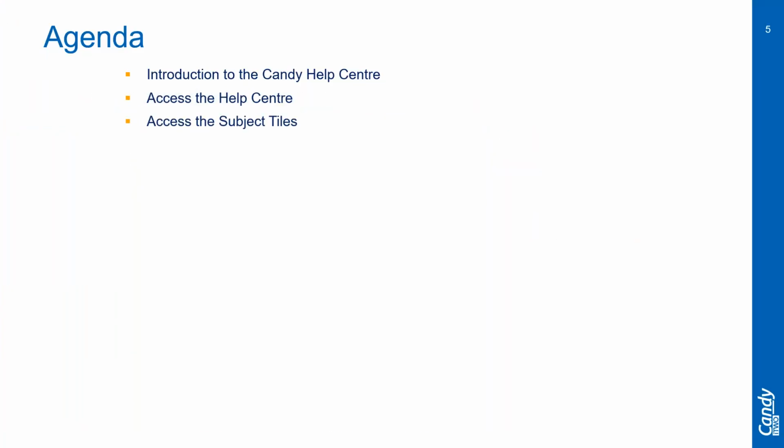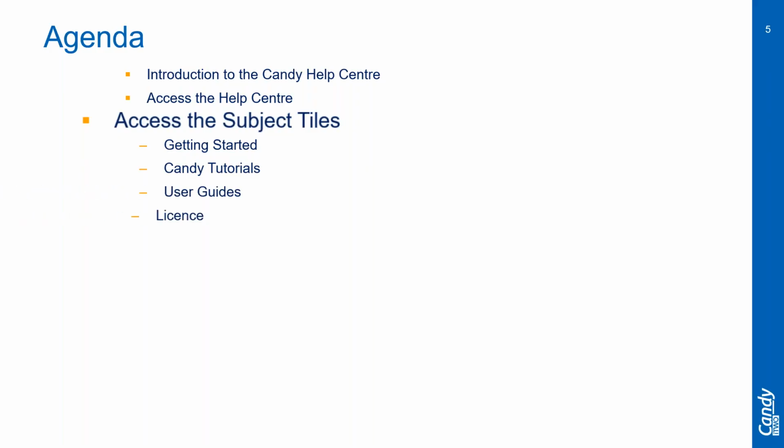Next, we'll take a look at how you access the subject tiles. We'll take a look at how you access the Getting Started tile and some of the functionality inside of that tile, and the same with Candy tutorials, user guides, license, QTO, estimating, and lastly, data and system configuration.